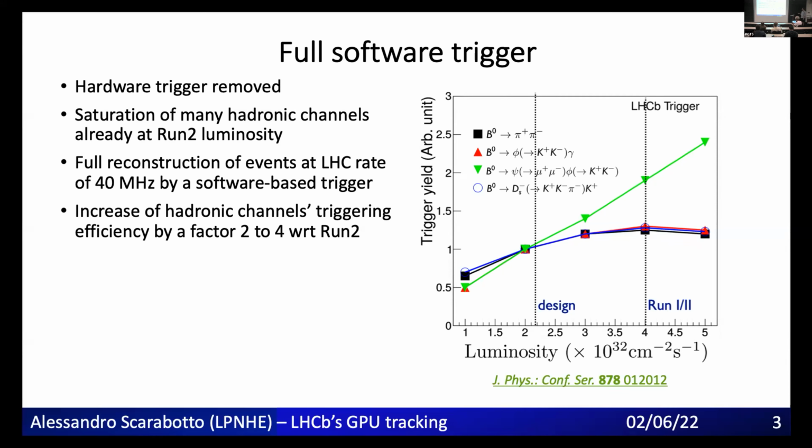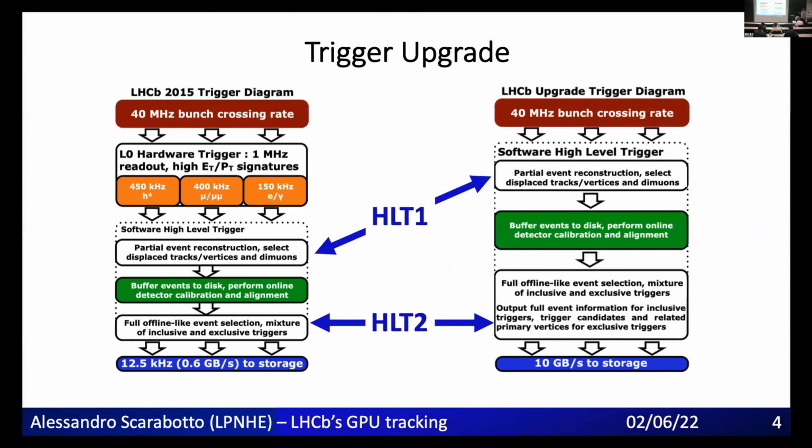But to do this, we need to do the full reconstruction of events at the 40 megahertz of the LHC. And this will give an increase in the hadronic channels triggering efficiency by a factor 2 to 4 with respect to Run 2. To show you how the trigger changes between Run 2 and Run 3: in Run 2, we have the 40 megahertz bunch crossing rate going into the L0 hardware trigger, which reduces it from 40 to 1 megahertz. And then we go into the software trigger. The difference in Run 3 is that we still have the 40 megahertz bunch crossing rate, and we go directly to the software high level trigger.